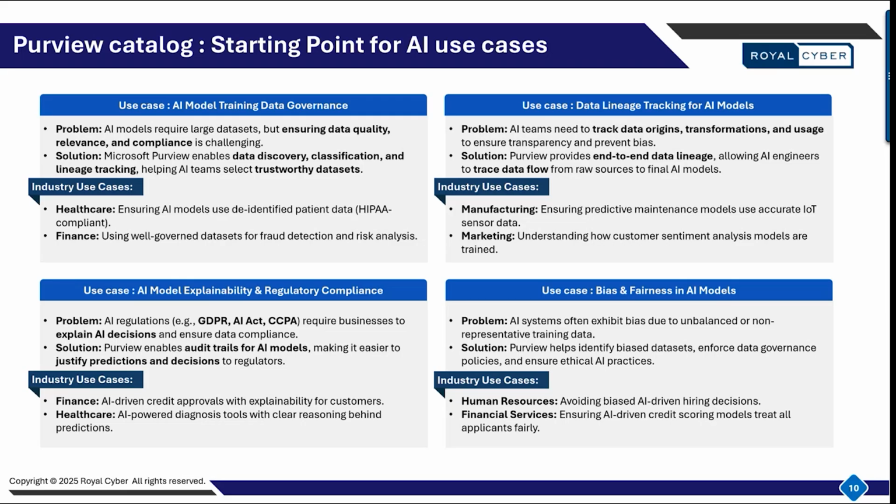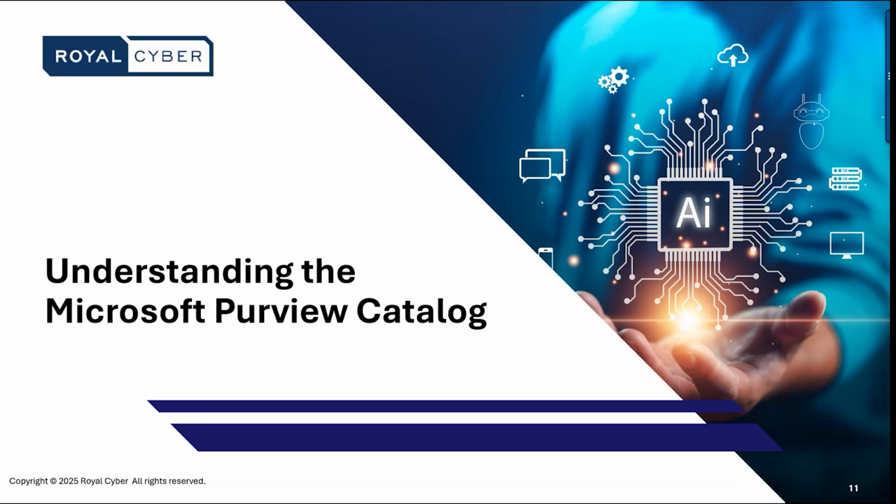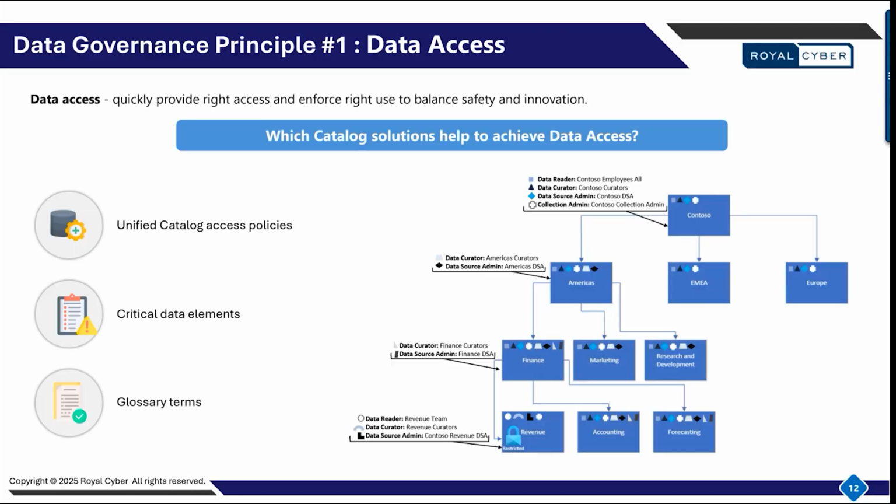So, to summarize, Purview lays the foundation for reliable, transparent, and fair AI systems that businesses can now trust. Moving on, let us now try to understand the Purview catalog based on five data governance principles. So, let's start with data access.